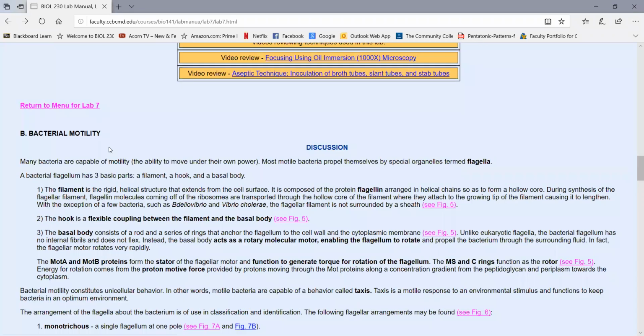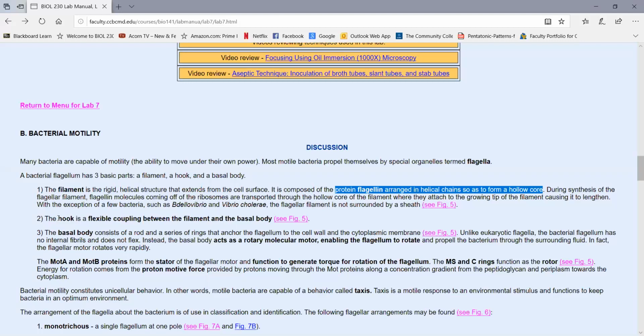The second part of the lab deals with bacterial motility. And we know that many bacteria are capable of motility, or moving under their own power. And when swimming in a liquid, the motile bacteria propel themselves using flagella. Now, as we saw in Unit 1 in lecture when we talked about flagella, the filament is the first part of the flagellum, the rigid helical structure that extends from the cell. This is composed of the protein flagellin, and it's arranged in helical chains to form a hollow core.